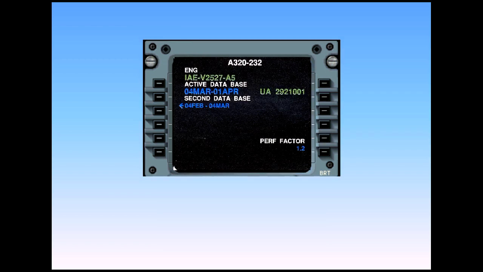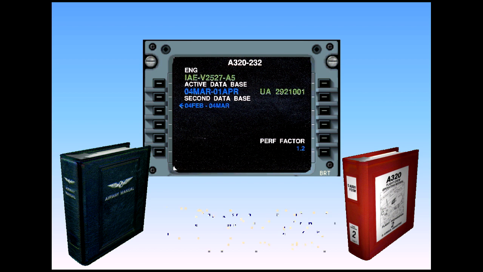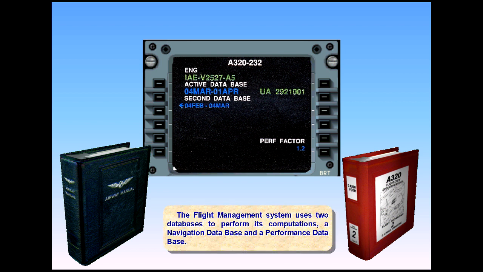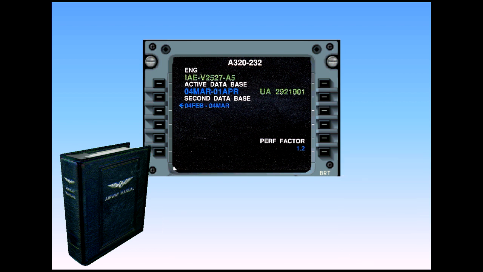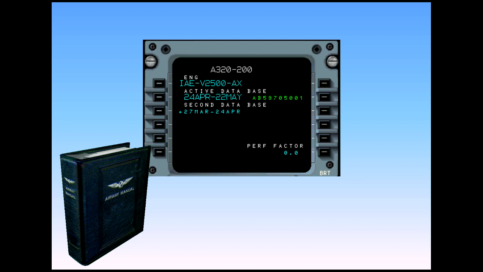The flight management system uses two databases to perform its computations, a navigation database and a performance database. The navigation database contains all the necessary information for the lateral flight plan, such as routes, airways, VORs, NDBs, waypoints, and airports. The navigation database is updated every 28 days, and its currency and validity is checked on this page during the pre-flight.